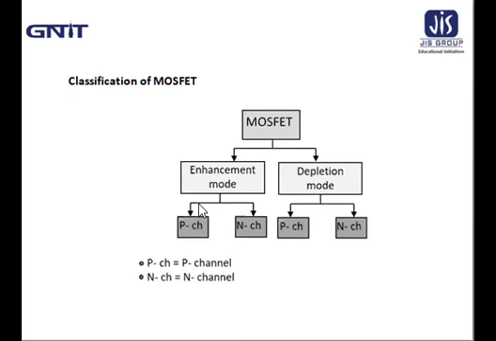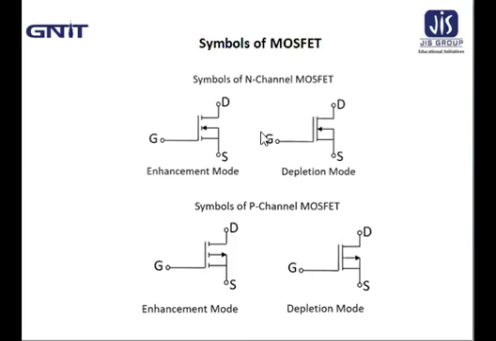Now let us go through the symbols of MOSFET. The N-channel MOSFET is simply called NMOS. This is the symbol for enhancement mode, and that is for depletion mode of the N-channel MOSFET. Similarly, the P-channel MOSFET is simply called PMOS. Here are the symbols for enhancement mode and depletion mode P-channel MOSFET.